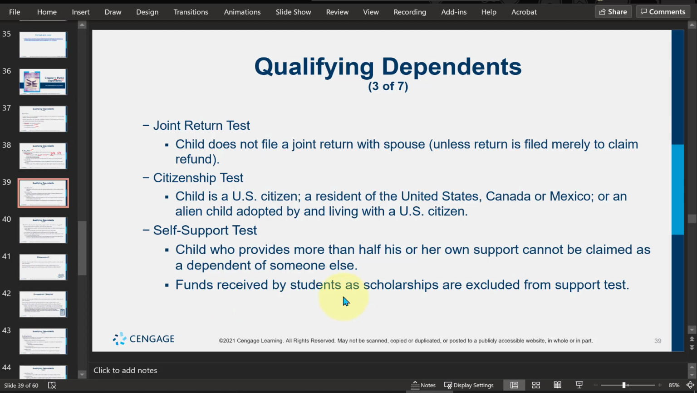Here it mentions that if the dependent child is a student receiving a scholarship, you can ignore that amount. It's not money being paid by the student to support himself or herself. Okay? And you have to pay more than half of the cost. The taxpayer has to, sorry, I'm getting confused. The child cannot pay for more than half of their own costs. It doesn't say the parent has to pay for it, the taxpayer, yeah? As long as the child doesn't pay for more than half of his or her support costs.